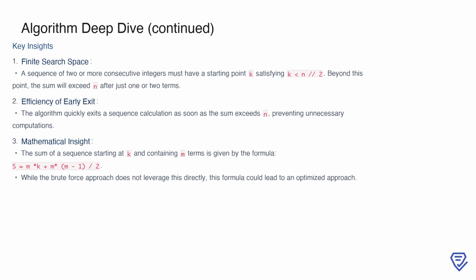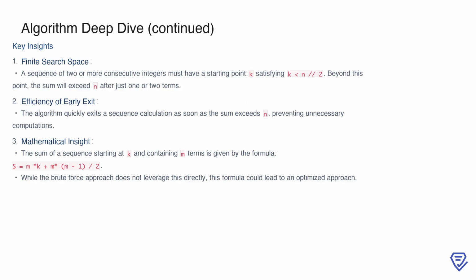There are several key insights that help us understand the behavior and limitations of this brute force approach. First, the search space is finite, as the starting point k must always be less than n/2. This is because sequences with starting points higher than this would exceed n after just one or two terms. Second, the algorithm is designed to exit early whenever the sum exceeds n. This provides an efficiency boost by preventing redundant calculations for sequences that are guaranteed to fail.